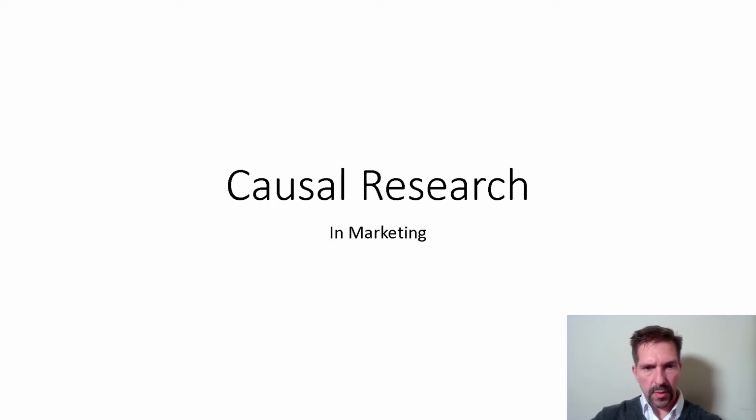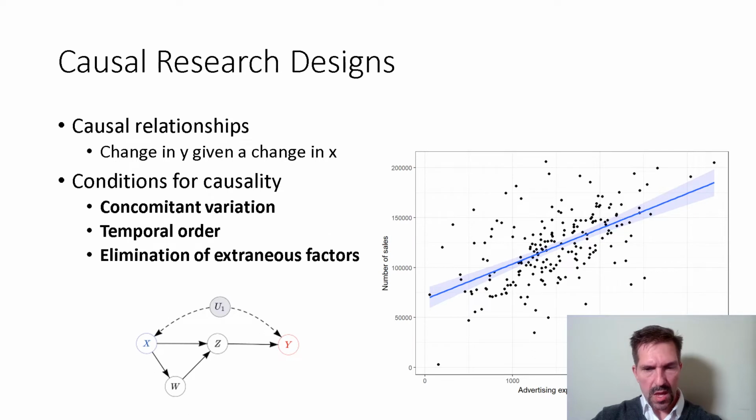Today we're going to talk about causal research in marketing. Let's start by trying to define or get an understanding of what causal relationships are. That's when we're essentially interested in understanding when we change one variable, for example, in the case of marketing, it may be our advertising expenditure, what happens to another variable?